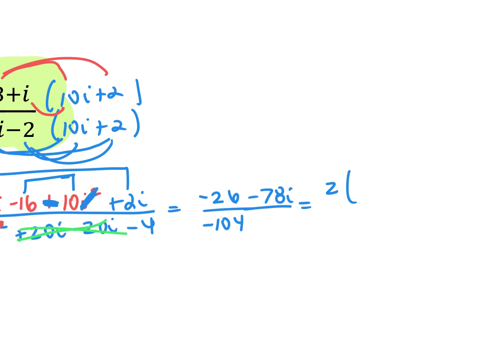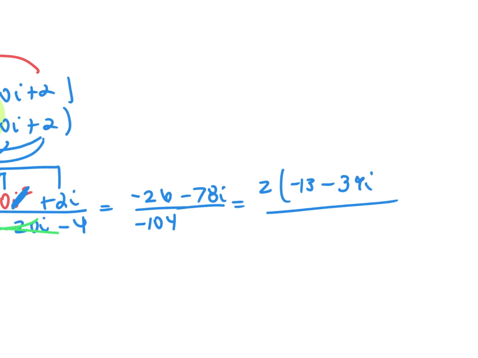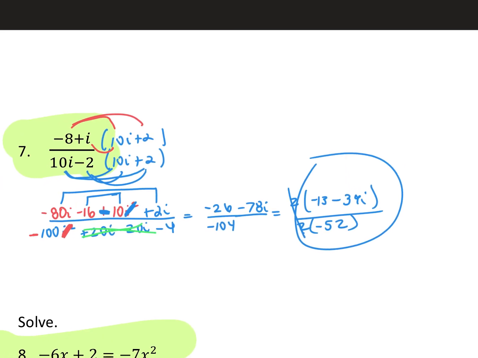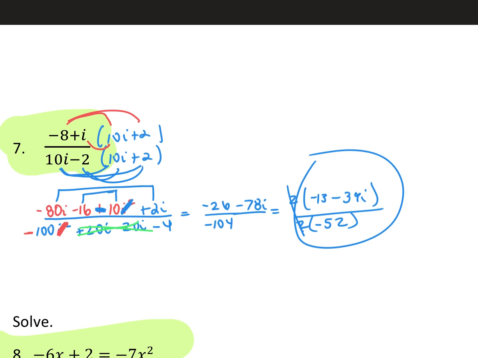What's negative 26 divided by 2? Negative 13. Minus, what's 78 divided by 2? 39, okay. Over, what's 104 divided by 2? 52. Now do the 2's cancel? Yeah. If you get to this point and don't simplify, don't freak out. Might be a pointer to it, not a big deal. But understand the concept. How do we get rid of the i's in the denominator? Multiply by what? The conjugate.